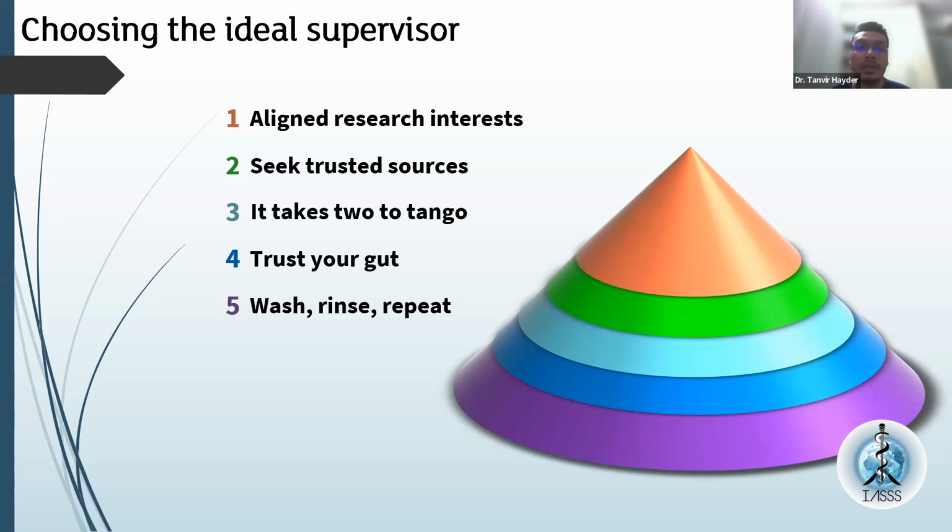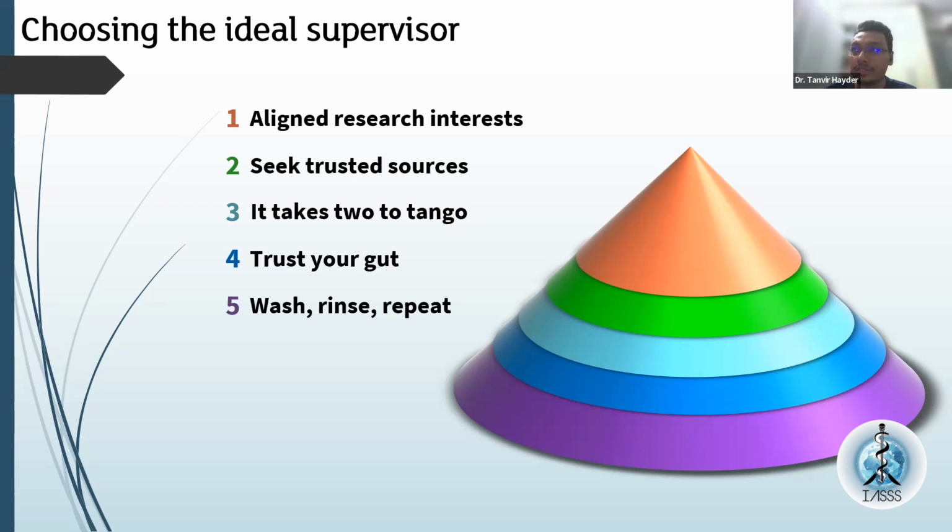Now that you know what the ideal supervisor is, how do you choose one? As I was talking about earlier, aligned research interest. You have to find someone who has similar interests as you. How do you do that? Simple Google search. Maybe in your university, maybe in your faculty, maybe in some other university in your country, or even abroad. Do a Google search and look up the topic you want to research or the topic you are interested in and see who are the pioneers working and doing research in that field so that your ideas and their ideas are aligned.